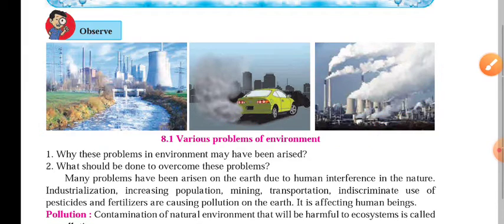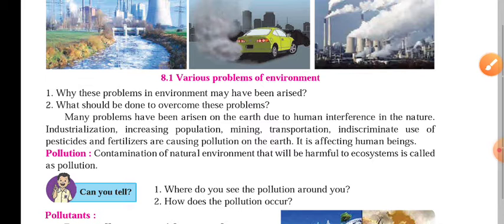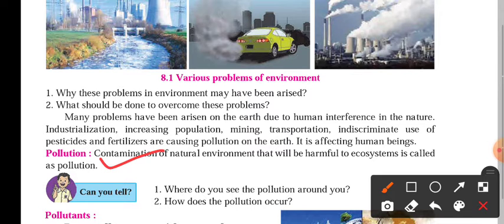So when we talk about pollution, it is nothing but the contamination of the natural environment. Whenever there is contamination in the natural environment or the natural sources, that is called pollution. According to the scientific definition, the contamination of the natural environment that is harmful to the ecosystem is called pollution. It means that if anything in and around us is disturbed, or anything is harmful to living organisms or the ecosystem, then we call that particular matter a pollutant, and the entire process is called pollution.